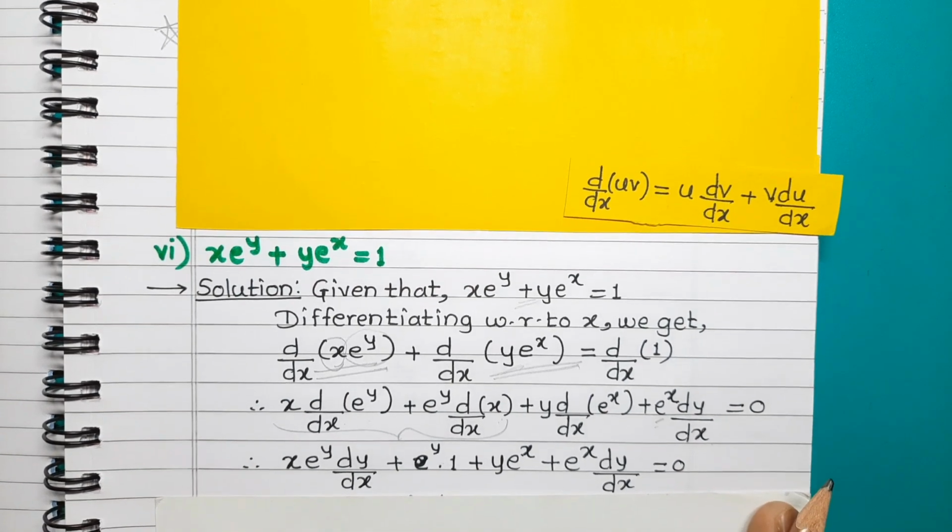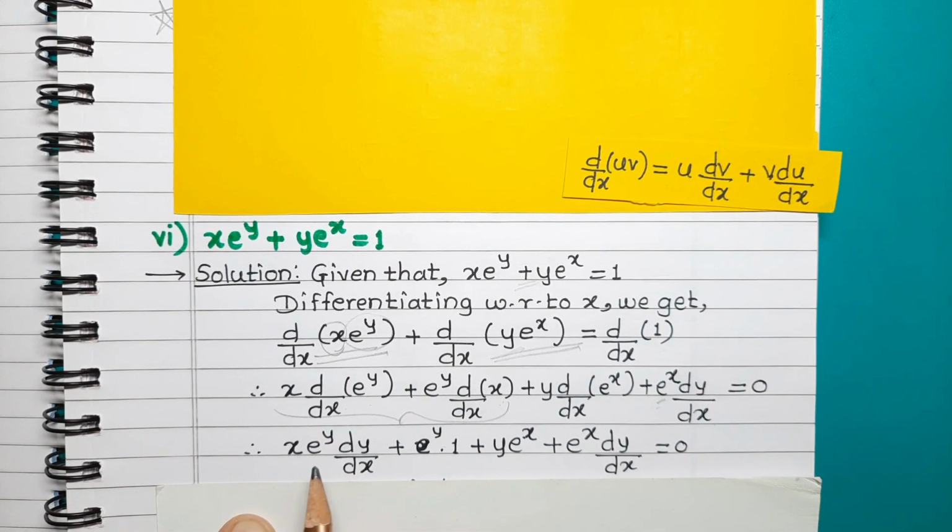We will get, see, this x into, again you note that here it is a term in y, so treat it as e raised to something. So its derivative with respect to x is e raised to something into derivative of something, which is dy by dx, plus again here e raised to y as it is, derivative of x is 1, plus y as it is, derivative of e raised to x is e raised to x, plus e raised to x into dy by dx is equal to 0.